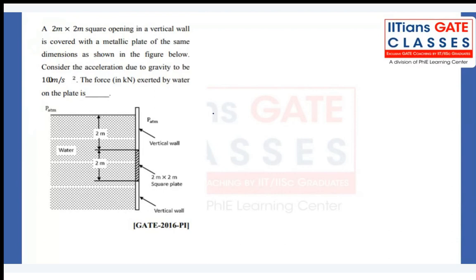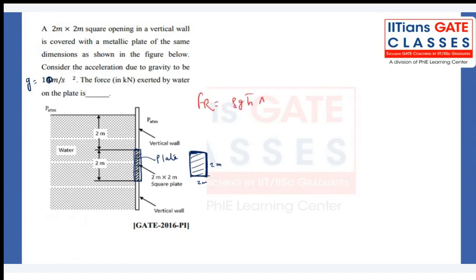The g value they have given as 10. They are asking, what is the force exerted by the water onto the plate? This is a plate, right? They are not asking about the vertical walls. They are asking onto the plate. So think like that. The plate dimensions they have given as 2 meter by 2 meter. That is a square cross section.